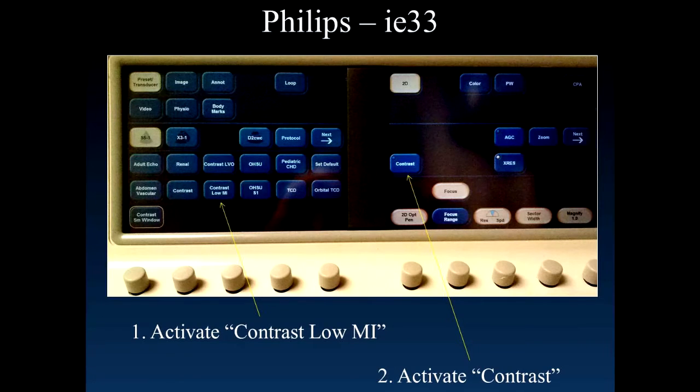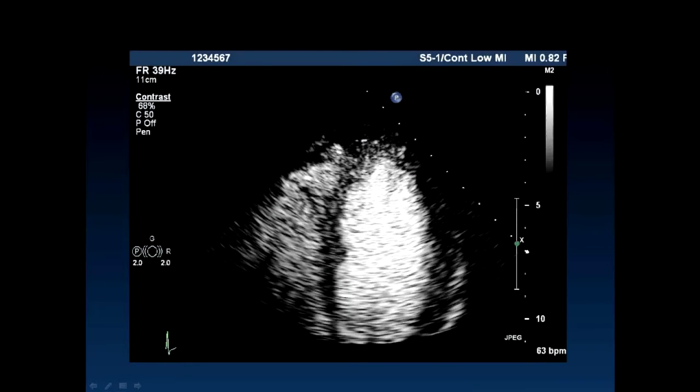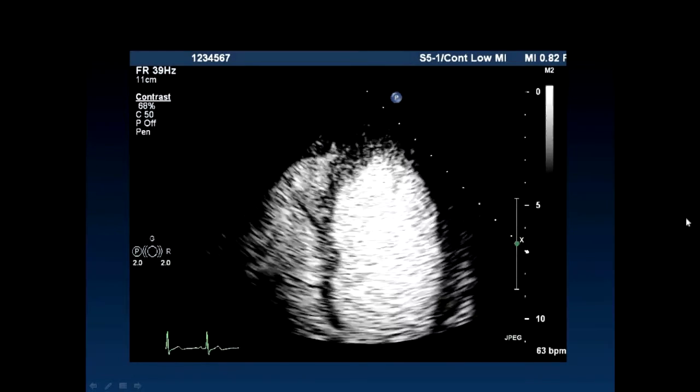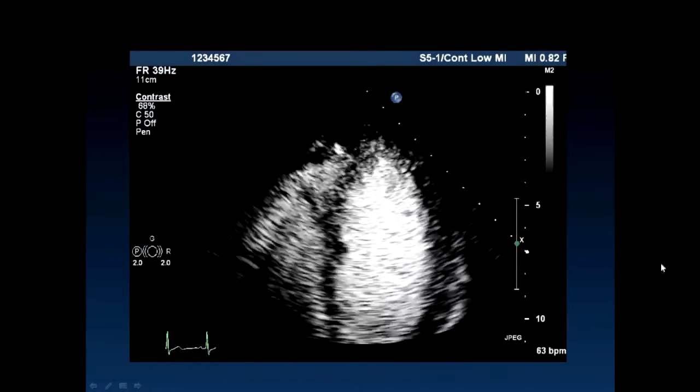Power modulation is a modality which is typically found on Philips systems. Again, it is turned on by just pushing a couple of buttons to activate the mode. As you can see here, the system defaults typically work really well for the majority of patients.